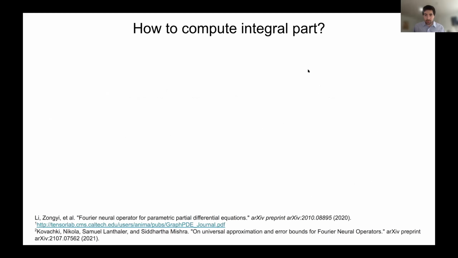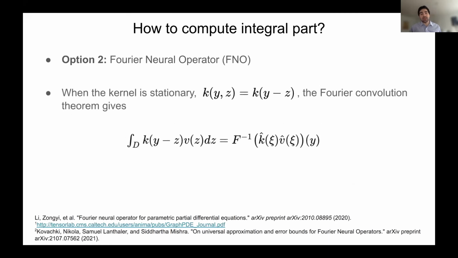So there is another option to compute this integral kernel transformation that will lead us to the Fourier neural operator. It's based on the observation that if we restrict ourselves to a stationary kernel, we have the beautiful results about convolutions and Fourier transforms, which is that the Fourier transform takes integral convolutions to pointwise multiplications in the frequency domain.